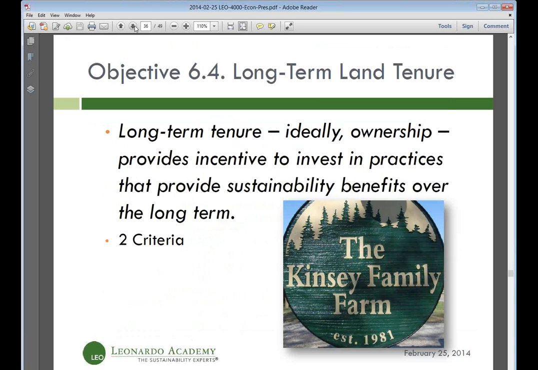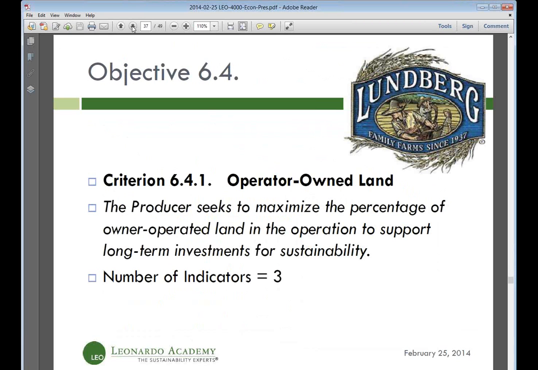And so we're looking at ways to incorporate sustainability considerations when ownership is not the form of land tenure that's available. So we looked at ways to at least account for the length of tenure of a piece of property even when it's not under ownership. So looking at criterion 6.4.1, if it's owner operated, we assume that will produce the greatest attention to the long term and to investing for the long term.